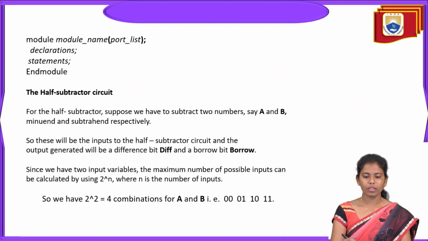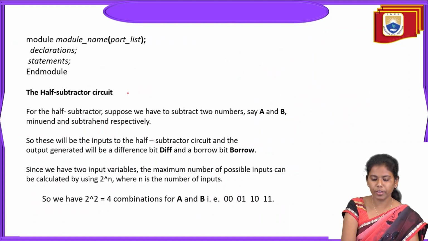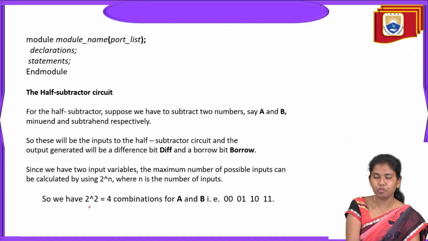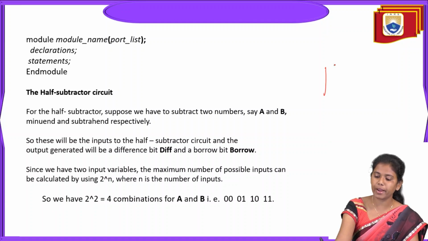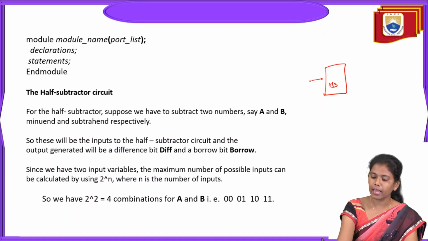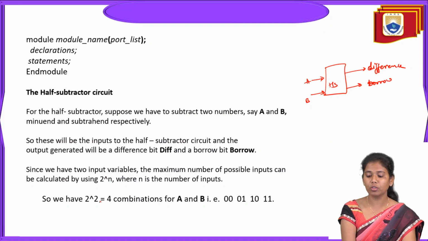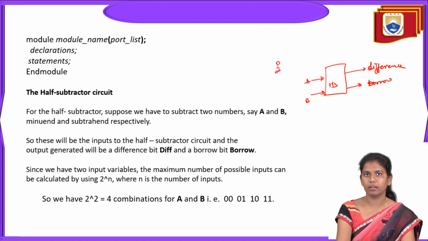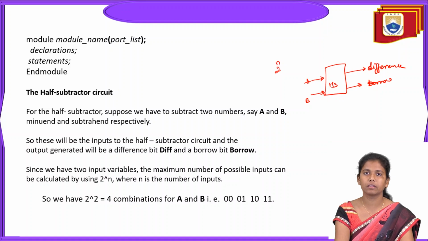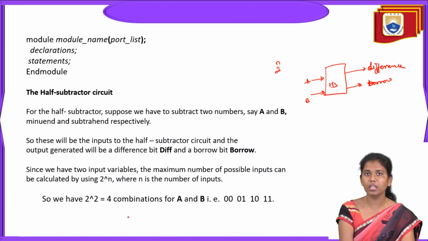Then we will see. If you observe, here we have 2 power 2. In the half subtractor, A is the minuend and B is the subtrahend. The outputs are the difference and one more thing, the borrow. As we know, based on 2 power n we are considering the input lines, so we will observe 4 combinations.